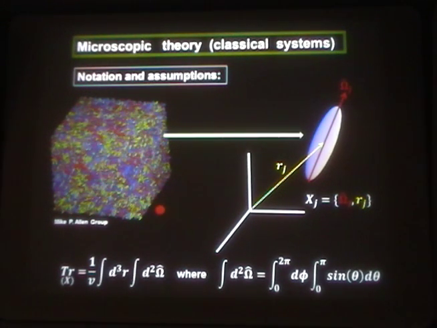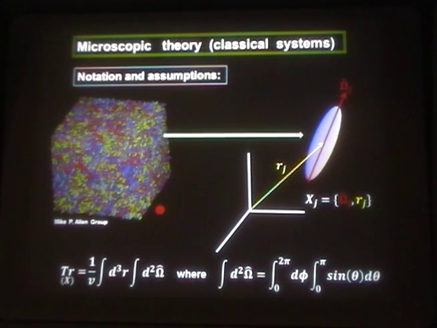Now, in my formulas, trace means integration over positions and orientations, where integration over orientations is just rotationally invariant integration over d phi and d theta, the angles that describe the orientation of the unit vector omega j with respect to the laboratory system of frame. So that will be the notation.